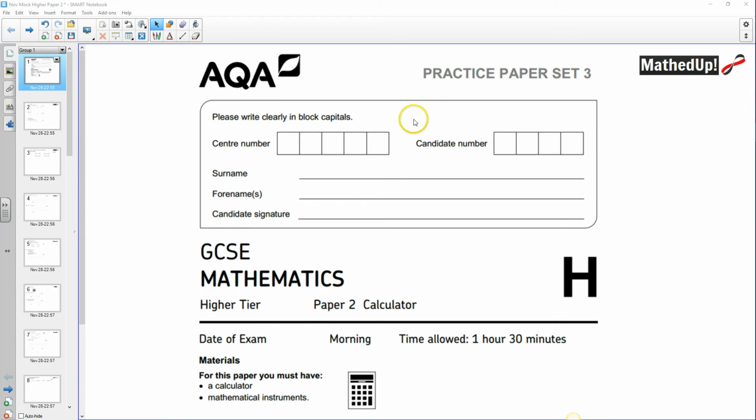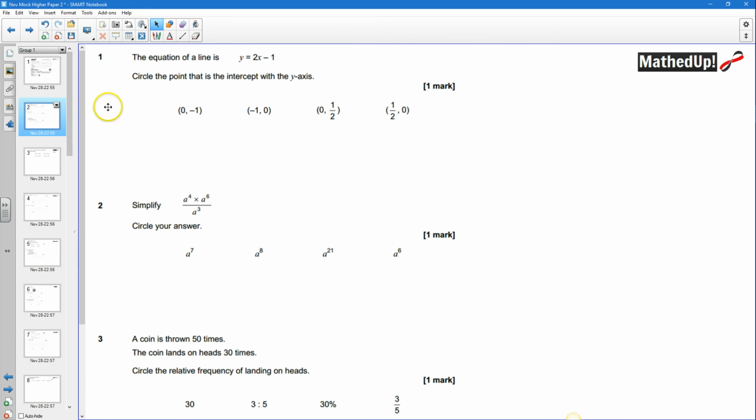Hi, this is AQA's practice paper set 3 for GCSE mathematics. This is the higher tier, and paper 2, which is the calculator paper. I'm going to go through each of the questions on this paper over the course of the next few videos. So let's get started with question 1 over here.